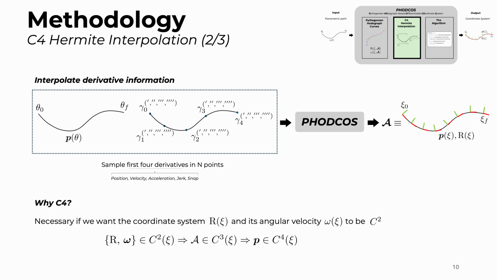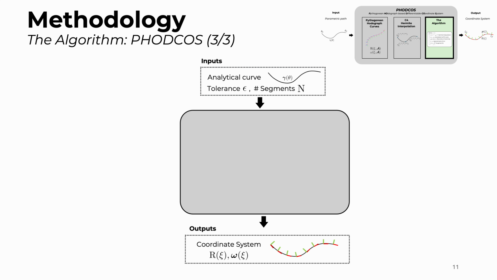If you are interested in the further details of this reasoning, I suggest that you read the paper. After introducing the PH curves and the C4 Hermite interpolation that we use to calculate their coefficients, we are ready to move on to the third ingredient, where we will show the overall algorithm. In the third ingredient, we put the first and the second ingredients together and we present the algorithm.